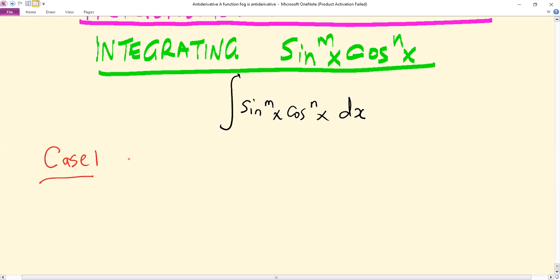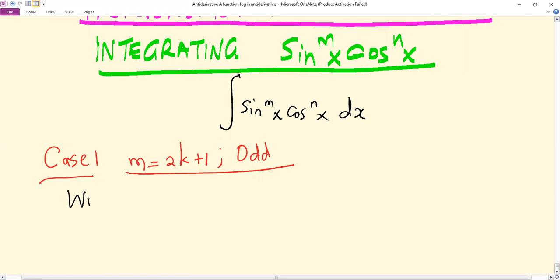is when m can be written in the form 2k plus 1. And we know from our algebra that if we can write a number in the form 2k plus 1, where k is an integer, then that number is always an odd number. So we are considering the case whereby this power of sine is odd.